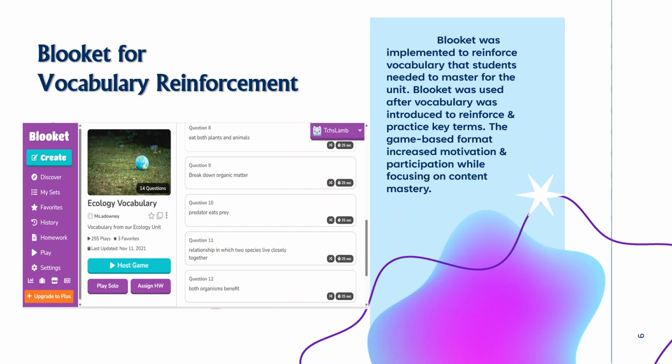Blooket. This example focuses on reinforcing biology vocabulary. After students were introduced to key terms, I used Blooket as a way for them to practice and review definitions in an engaging way. The artifact shown is part of a vocabulary question set students use. I chose Blooket because it encourages repetition, which is especially helpful for mastering scientific terms. My objective was to help students feel more confident using academic vocabulary while keeping them engaged. This worked as intended because students were more willing to participate, and I noticed improvement in how they use vocabulary during discussions and assignments.